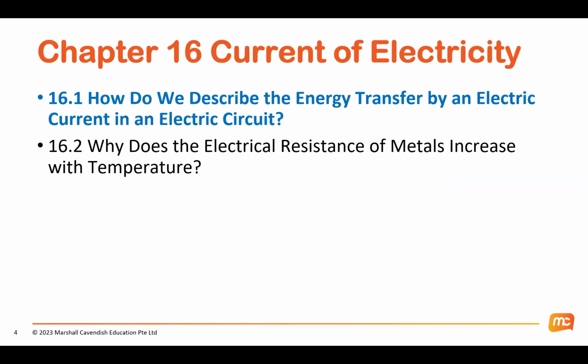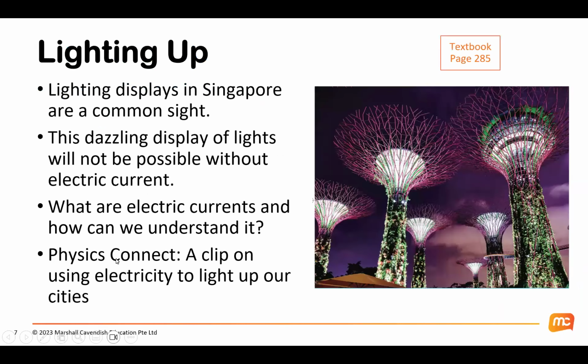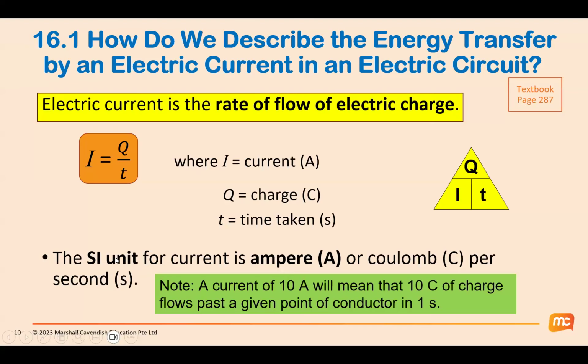Then in this first part, we will be zooming into electric current. So the learning outcomes are as follows. So what exactly is electric current? In the previous chapter, when we learned about static electricity, it's about non-moving charges. So whenever charges move, it will actually form a current. So electric current is defined as the rate of flow of electric charges. It's actually how fast the charges are flowing through a point in 1 second.